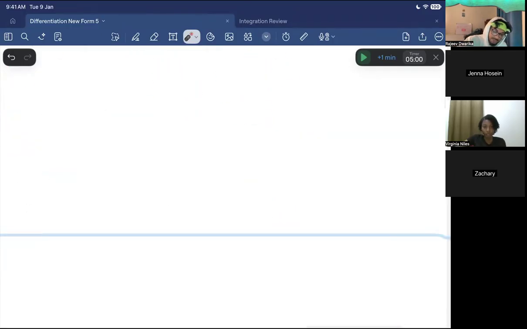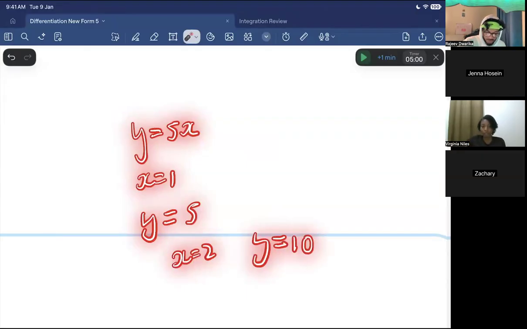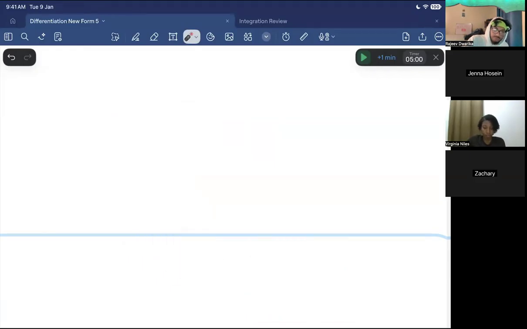So let me give you an example, right? Let's just say we had a function, y is equal to 5x. When x is 1, what would y be equal to? 5. When x is 2, what would y be equal to? 10. Cool. You understand that? When x is 3, what would y be equal to? 15. So like, when x changes, doesn't y change? Yes, sir. Okay. And the rate of change was 5, right? Because you were seeing 5, 10, 15. Rate of change was 5.